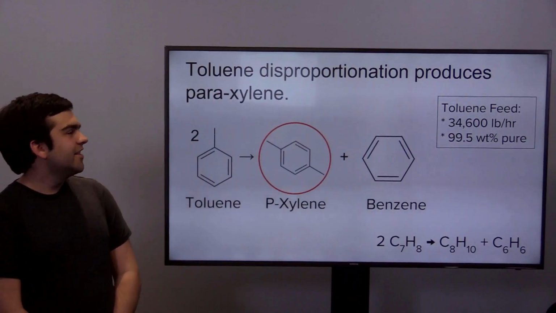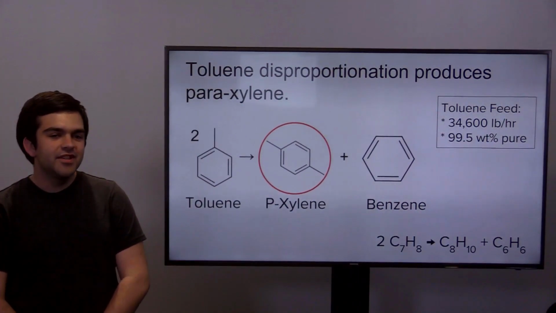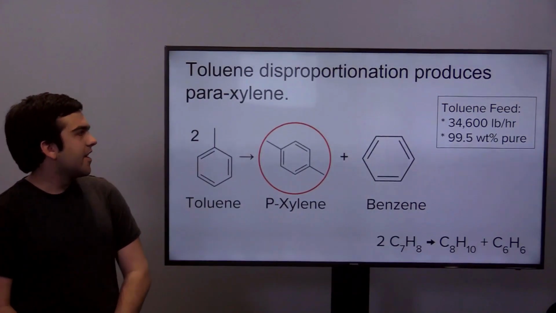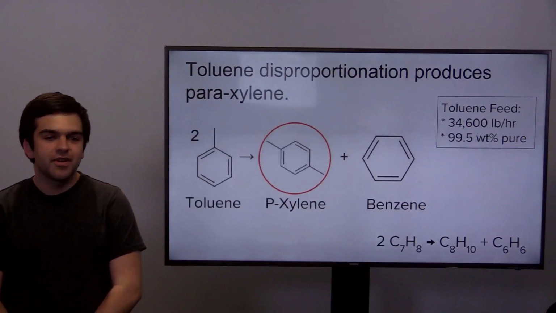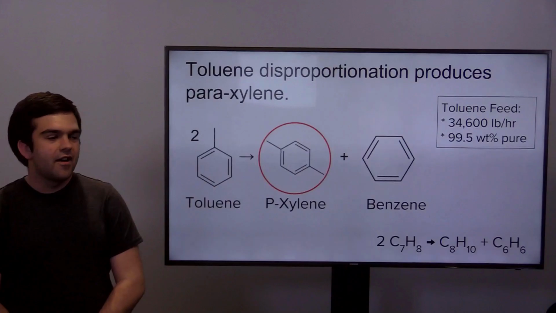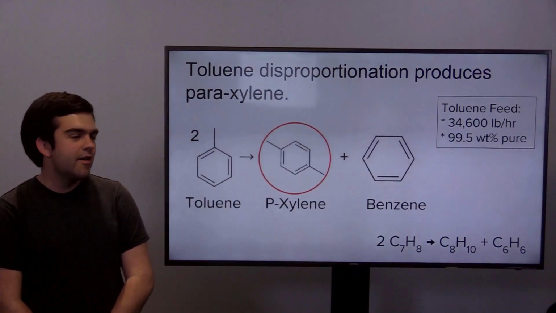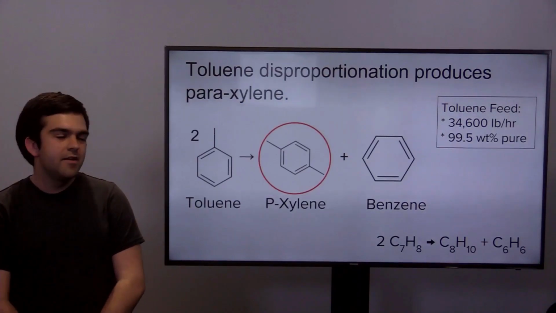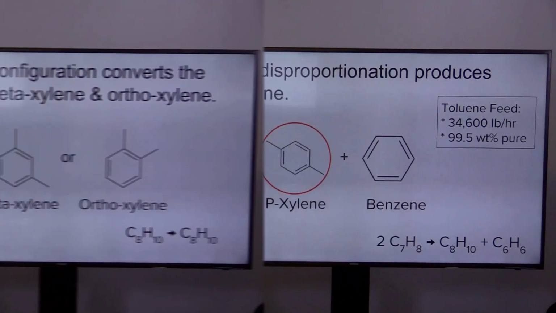As Morgan mentioned, we produce paraxylene in our plant. Paraxylene is produced through a toluene disproportionation reaction, where toluene is fed into our reactor and paraxylene and benzene are produced. The mandated toluene feed for this plant design is 34,600 pounds per hour, and it has a 99.5 weight percent purity.